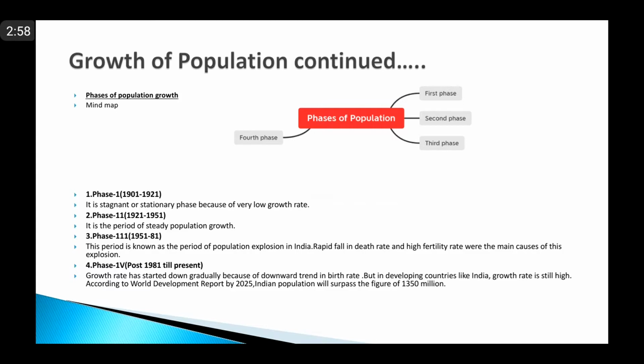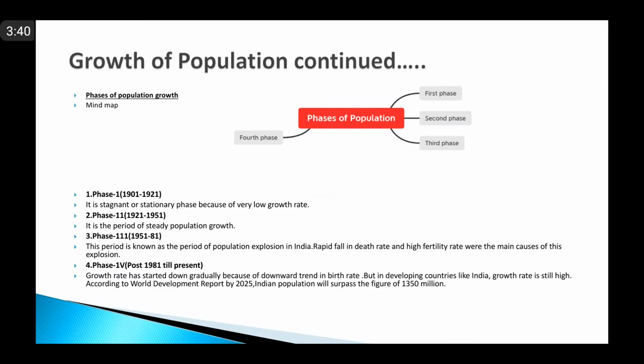Now the second phase is called the rapid growth phase, and that was in fact 1951 to 1981. During this period the population growth rate started rising steadily. And what was the cause? The main cause for the rise in the growth rate was the rapid decline in death rate. Compared to the death rate, the decline in birth rate was very low, but there must be some reason behind it, which I will tell you later on.